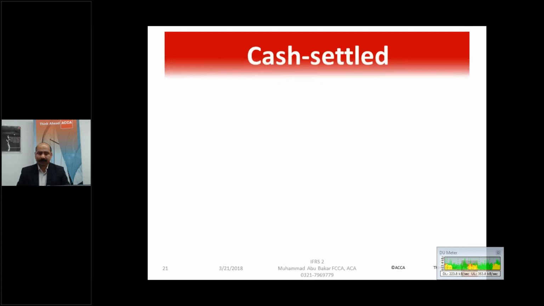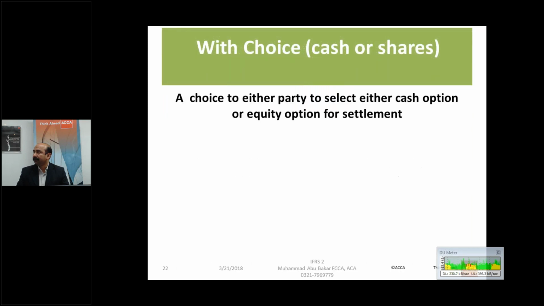So next, we have seen the illustration. Now we move to the third part of our discussion, which is the hybrid situation, where that transaction can either be settled in cash or equity instrument. So this is hybrid.